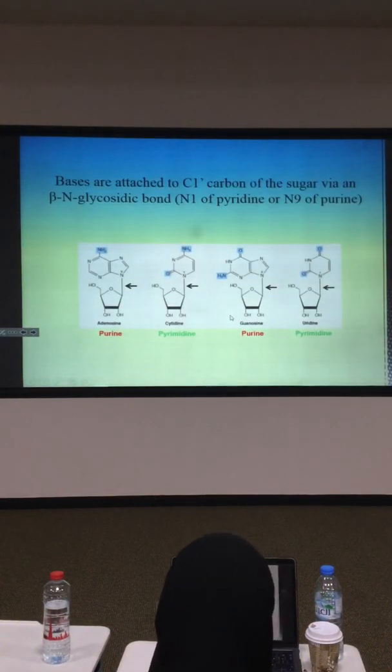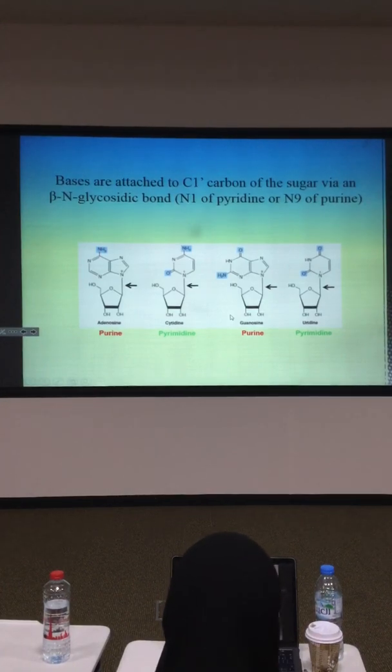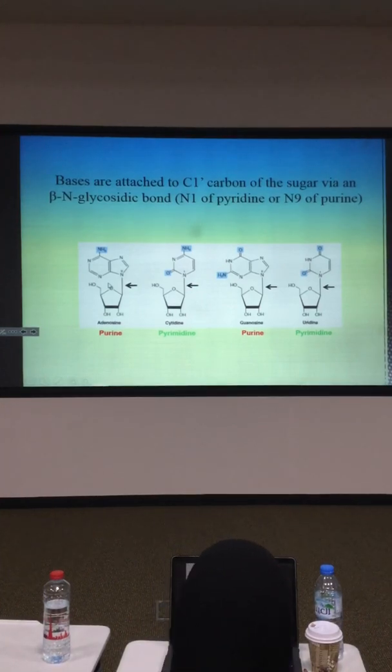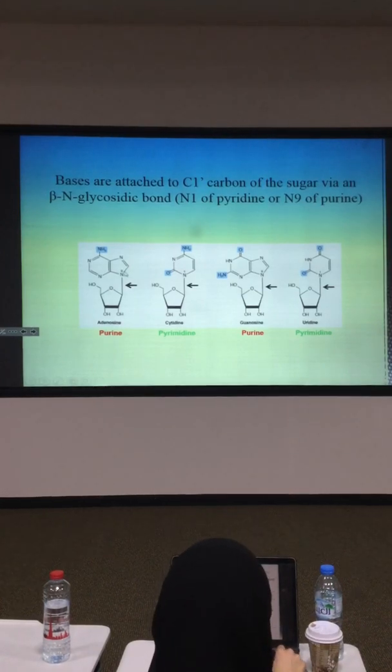Now I am giving you some examples. Are those nucleotides or nucleosides? Nucleosides, because there is no phosphate group. So for example, this is adenosine, which is a purine.